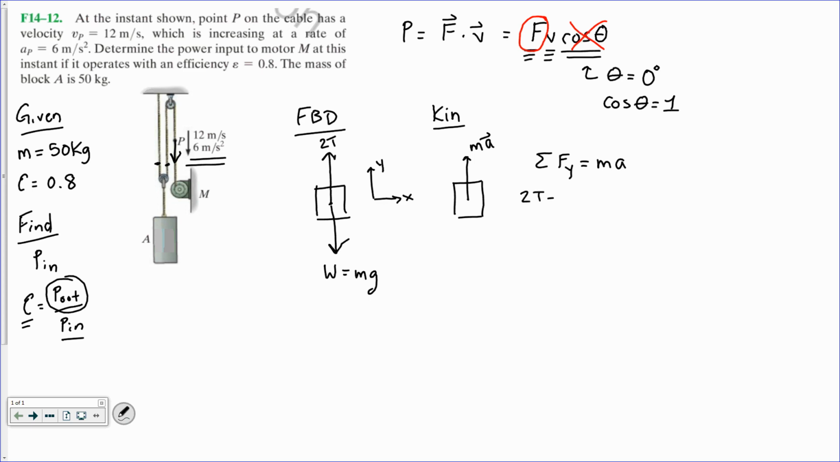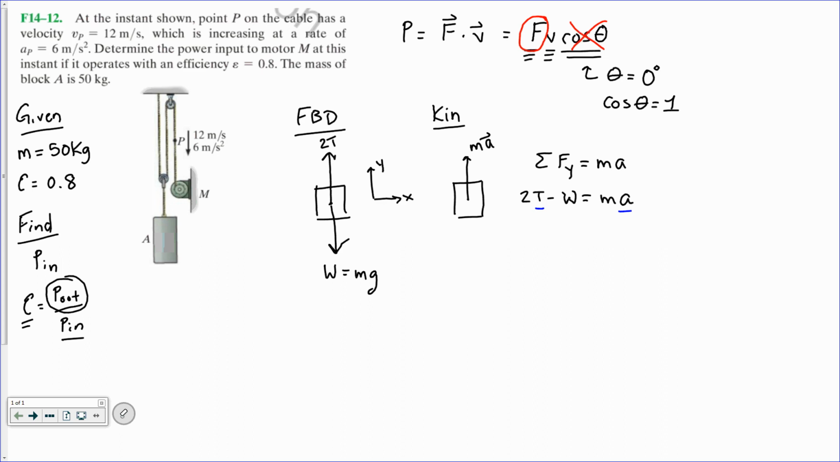2T minus W is equal to mass times the acceleration of the block. Uh-oh, I don't know what the tension force is. That's what I'm trying to solve for. But I also don't know what the acceleration of the block is. So I need to stop and think about it for a little bit. Is there a way where I can solve for either the tension or the acceleration using something else that I've learned in this class? And hopefully you're already seeing it. The answer is yes, we can do that.